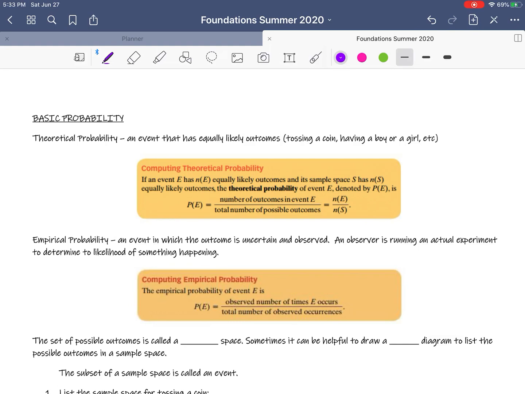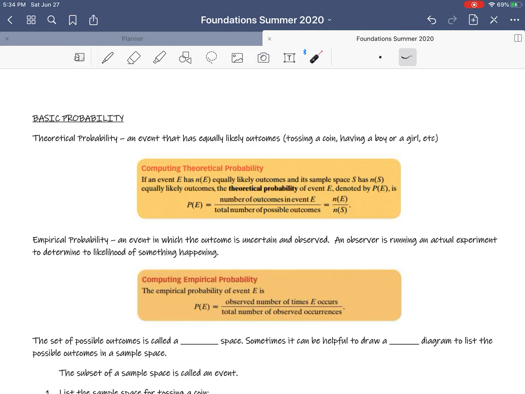This lesson is on basic probability, and there are two types of probability in this lesson: theoretical probability and empirical or experimental probability. Theoretical probability is an event that has equally likely outcomes, like tossing a coin, having a boy or a girl, rolling a die, anything like that. It's something that happens in theory. Empirical is an event in which the outcome is uncertain or observed, and basically it means that there's an actual experiment being run.